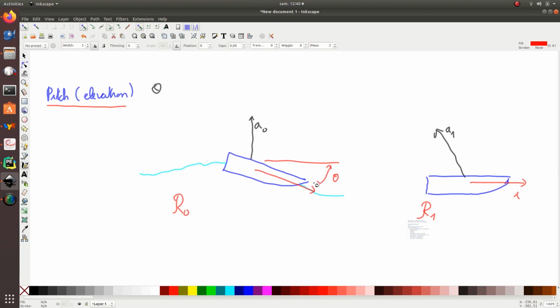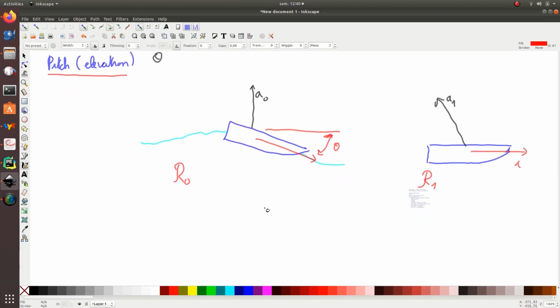Maybe like this, since it is positive in this representation, even if the scalar product between I and A1 is negative. So due to this, I have theta equal, so I make the scalar product between I and A1, this vector. I will take the arc sine, and since this angle here is positive, whereas the scalar product is negative, I put here a minus.